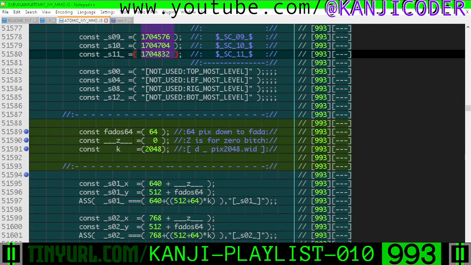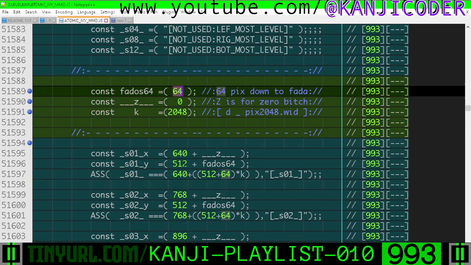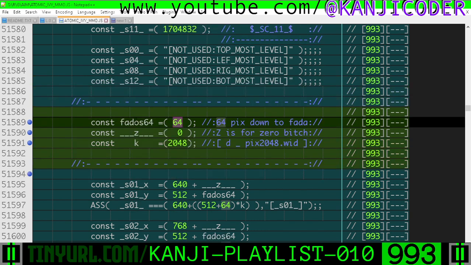So, right here, FAD offset is 64 because the top left corners of our data are actually always going to be the geometry layers when we're looking at the top left corner of a 128 by 128 block of level data. So we have to seek down by 64 pixels to get to the cluster of FATA memory, and the FATA memory is encoding our explosion. Z is for 0, K is for 2048 because the master memory pix 2048 is 2048 by 2048 pixels.